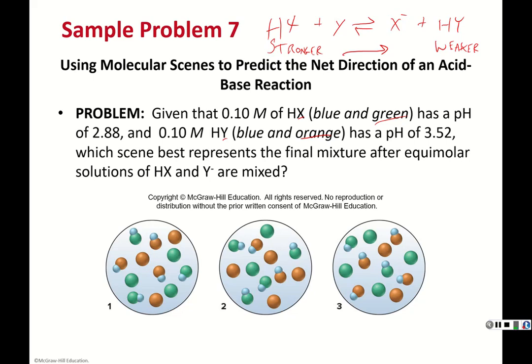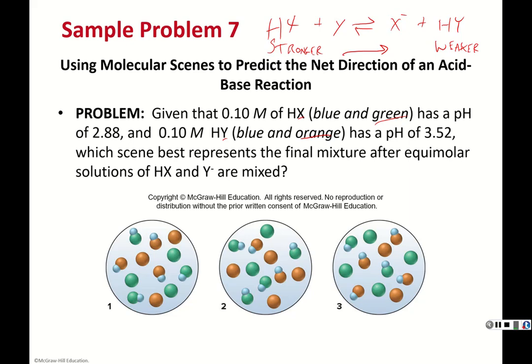So what does that mean? That means if we have equal amounts to start of HX, which would be blue and green, plus Y, which is just orange, we're going to have at equilibrium more of the blue-orange molecule and the green by itself.